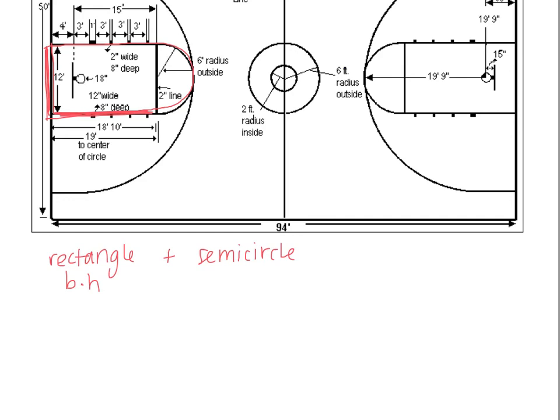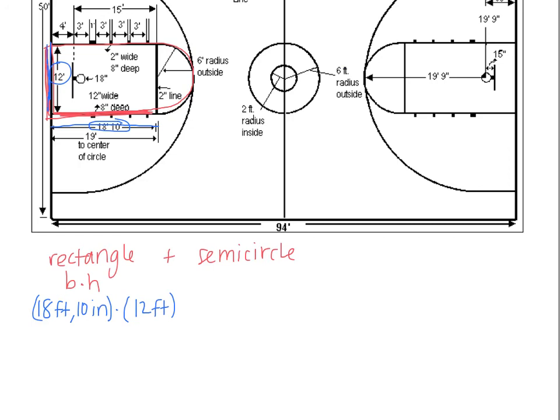So I'm going to notice that the base, this length, is 18 feet 10 inches. The height, right here, is 12 feet. Okay, so the first issue I notice is that I have both feet and inches, which is going to be a problem. I need to pick. Do I want to use feet or do I want to use inches? I think it's easier, personally, to convert feet to inches, so I'm going to convert all the feet measurements to inches.